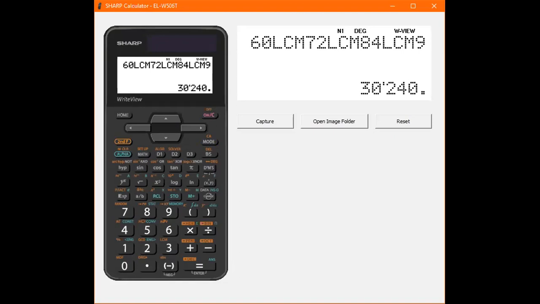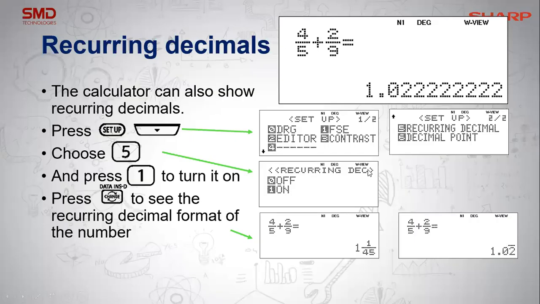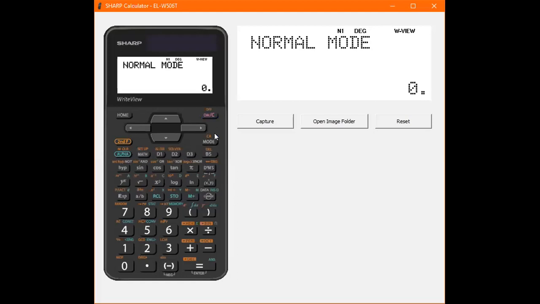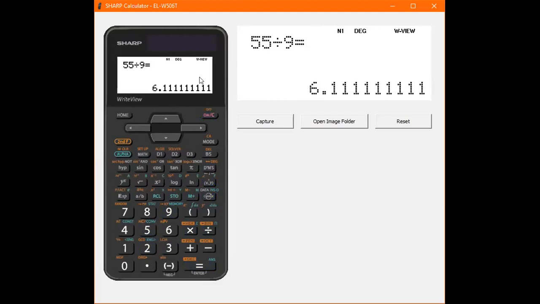All right, great. Then, of course, particularly for technical maths, you also have a recurring decimal function on your calculator. So if you had, for example, this, and when we press equals and we change the answer, you can see that it's a recurring decimal.